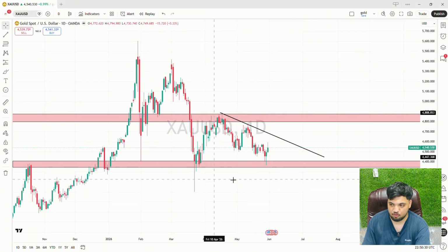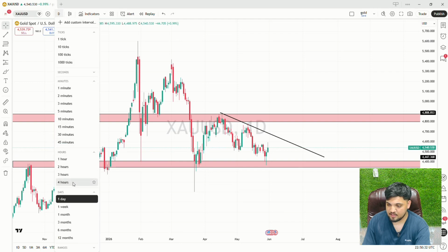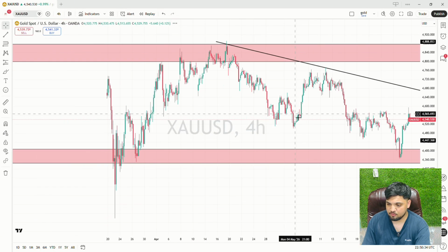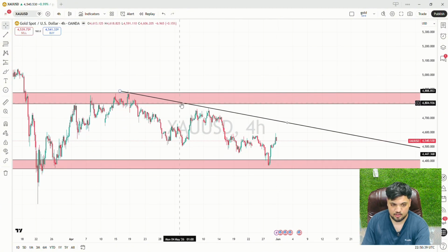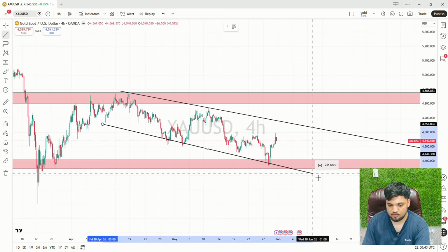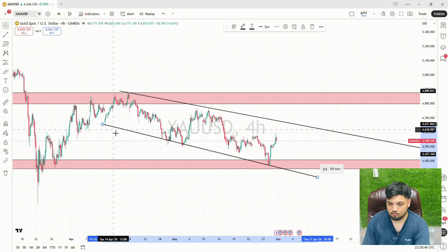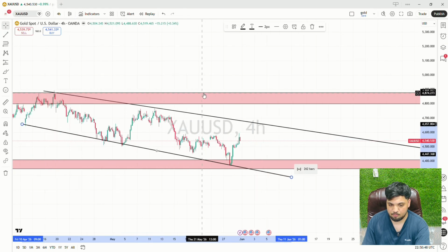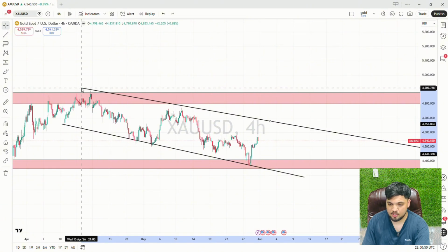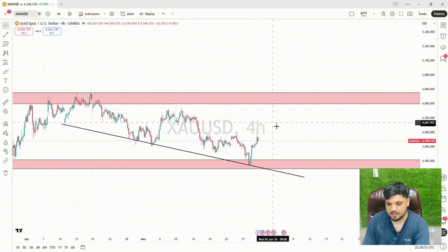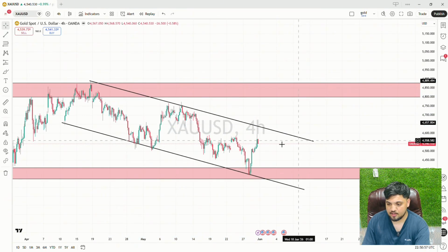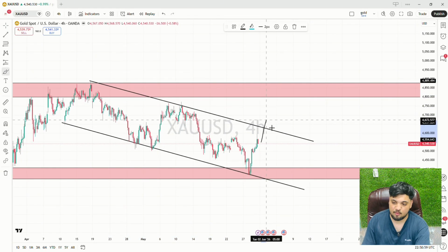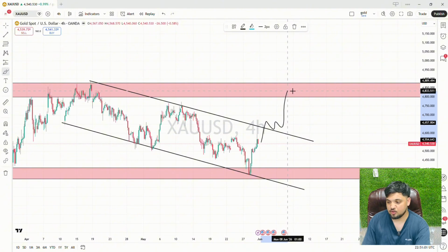Now move to the H4 time frame so we can find many other little things. In H4 I have two trend lines. One is on your screen and the second one is that trend line. So gold is moving in a pair of trend lines. For a proper buy move, gold needs to break this trend line in either direction. If gold breaks to the upside, then we will have buying towards the upper red zone. This is a major resistance area.